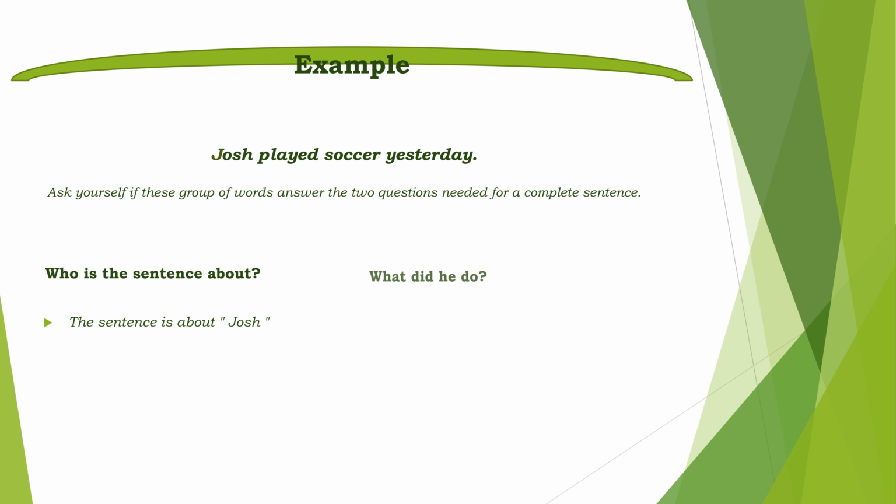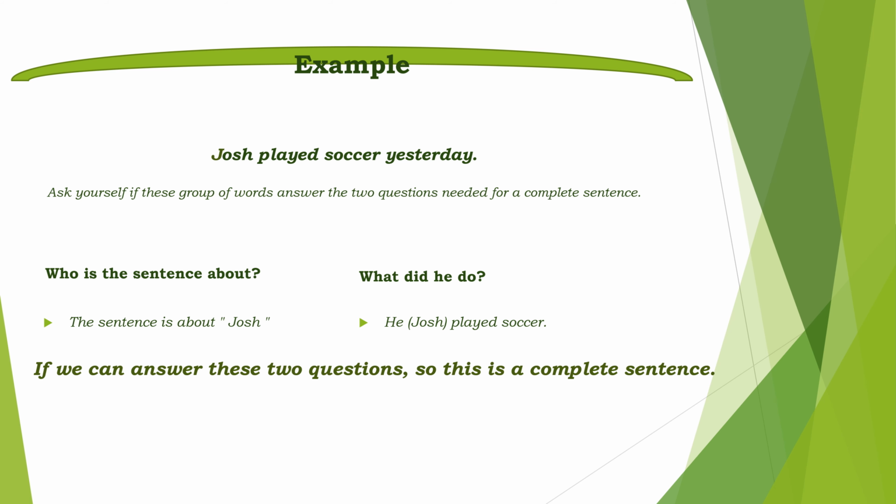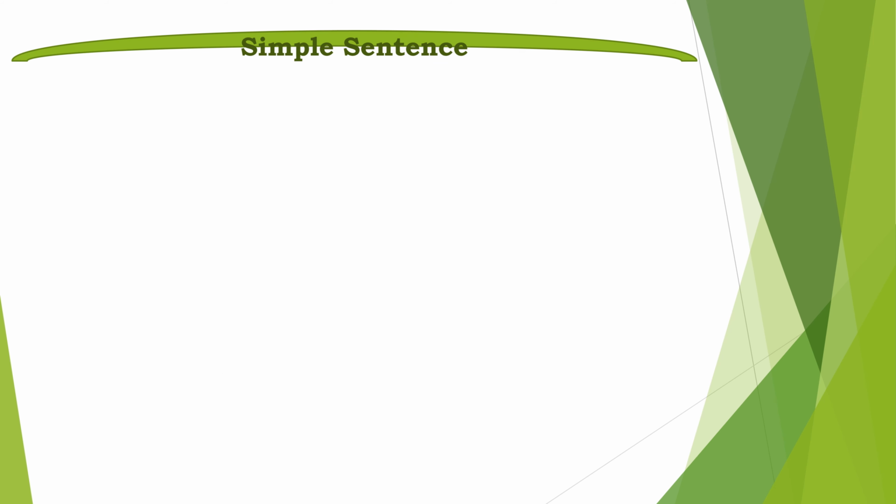The second question is, what did he do? To answer this question, we have he played soccer. So played is a predicate of this sentence. Thus, if we can answer two questions, this is a complete sentence. So now we know for a sentence, we need a subject and a predicate.